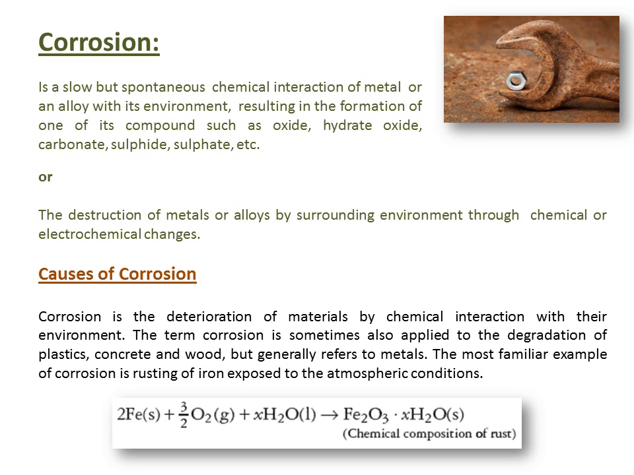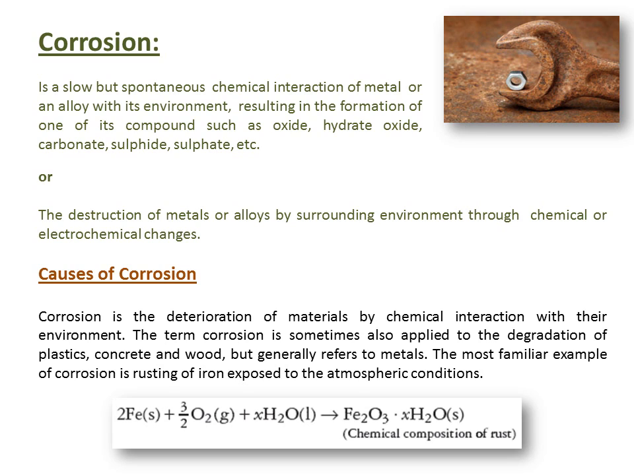Corrosion is a slow but spontaneous chemical interaction of a metal or an alloy with its environment, resulting in the formation of one of its compounds such as oxide, hydroxide, that means hydrated oxide, carbonate, sulfate, sulfide, etc. In other words, you can say corrosion is the destruction of metal or alloy by surrounding environment through chemical or electrochemical changes. So what is the cause of corrosion?